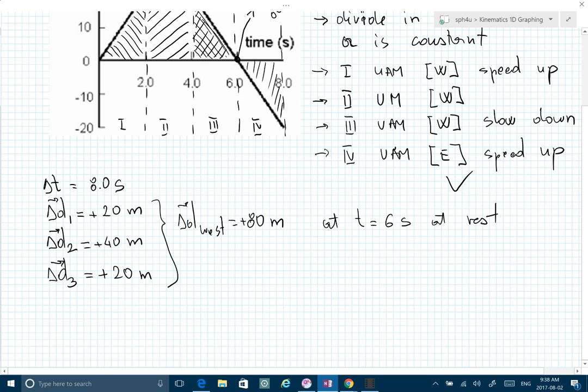All right, and that is the only displacement in the opposite direction. All right, so delta D4 is negative 20 meters, right? So delta D east, only one E is enough, is equal to negative 20 meters.